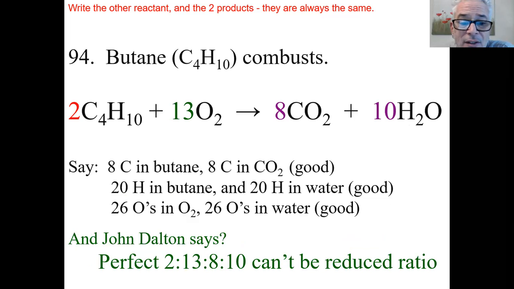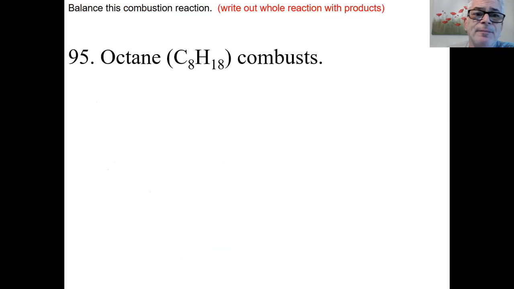What does John Dalton have to say about this? A 2 to 13 to 8 to 10 ratio can't be reduced. The ratio is perfect. We're really getting this. Octane. Octane is gasoline. Gasoline has 8 carbons. We've been doing what? We had 1 carbon for methane, 3 carbons for propane, 2 carbons for ethane, 8 carbons.